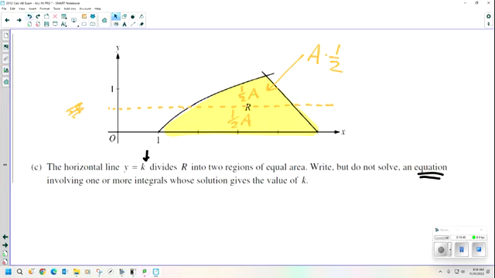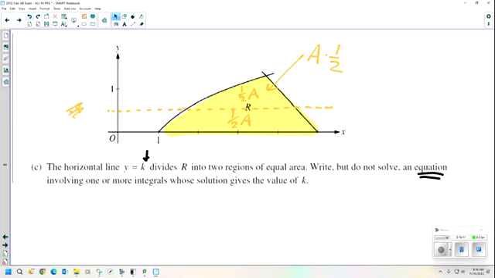Actually, it looks like this line probably should drop down a little bit. It looks like it might be lower than a half. But anyways, I'm just guessing here. Let's do the math and set it up. We don't have to figure out what k is. We just got to write an equation that would help us figure out what k is. It's going to have k in there, and that should be the only unknown.